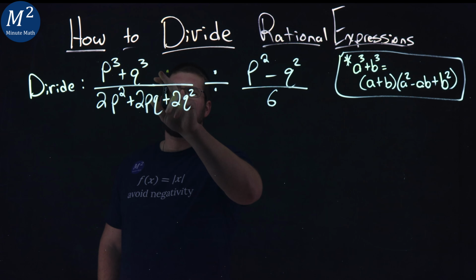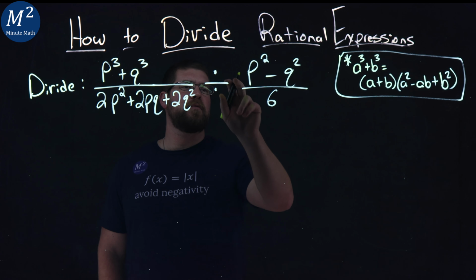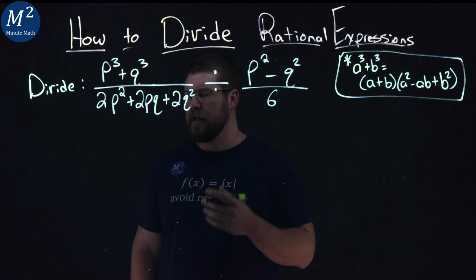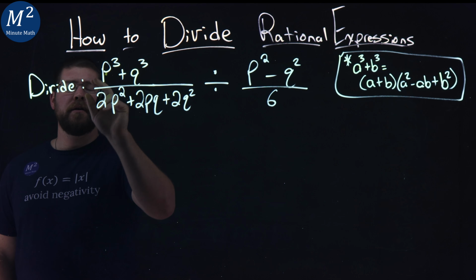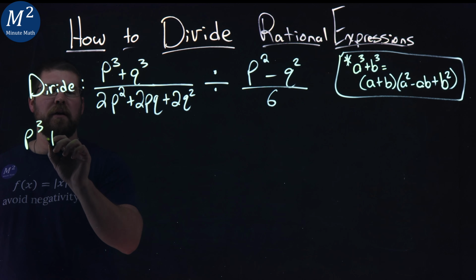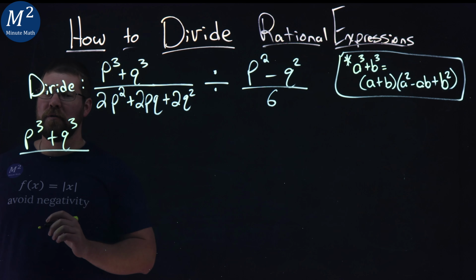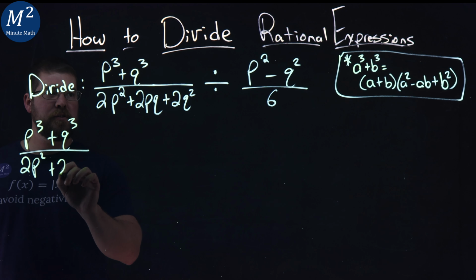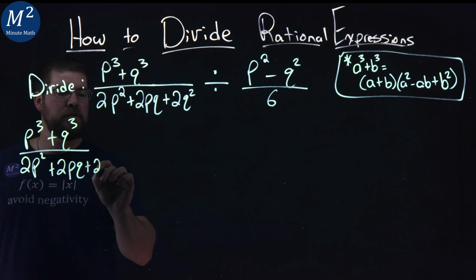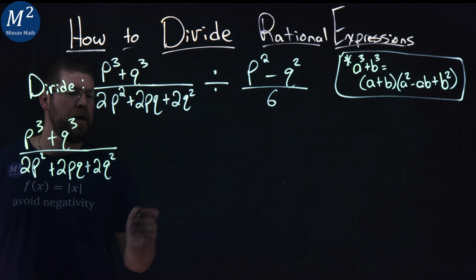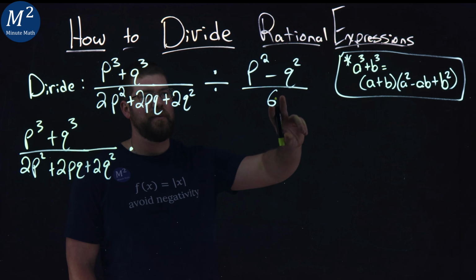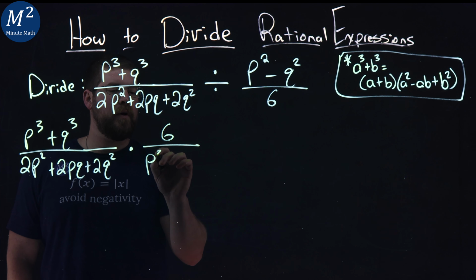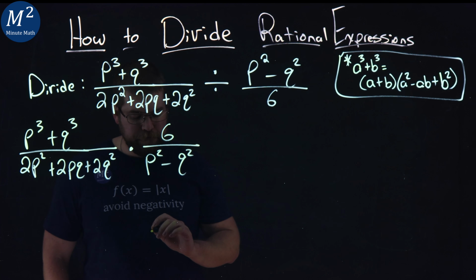Alright, well, first thing I want to do here is rewrite this problem, and I don't like division. I always like to rewrite these as multiplication problems. It's a little easier. So our first part is p³ plus q³, q³ is always hard to say, over 2p² plus 2pq plus 2q². Now instead of division, I'll put multiplication here, and we flip the second expression. 6 is in the numerator, and we have p² minus q² in the denominator.